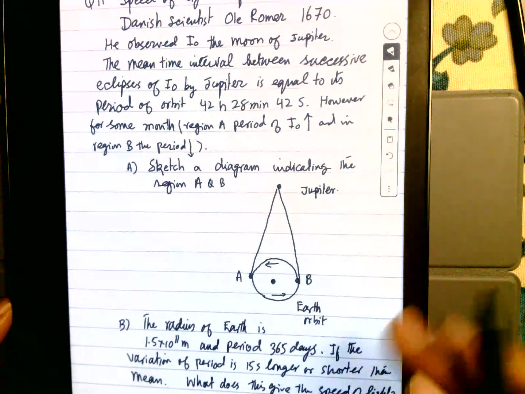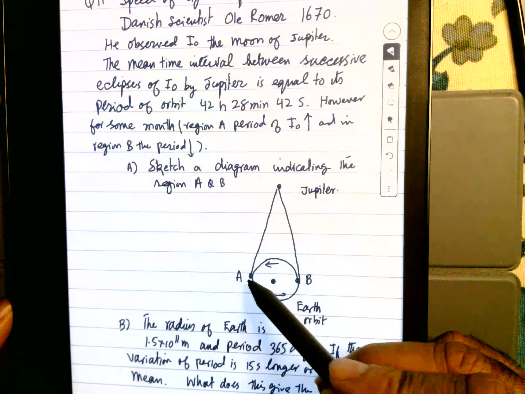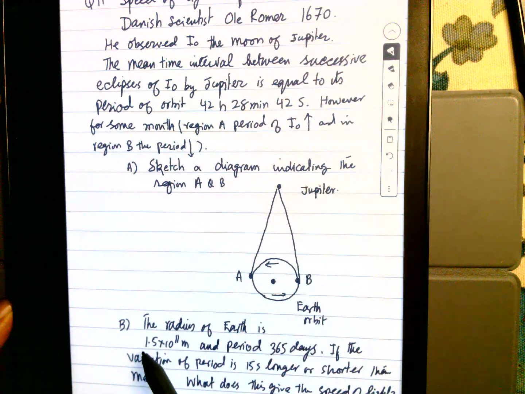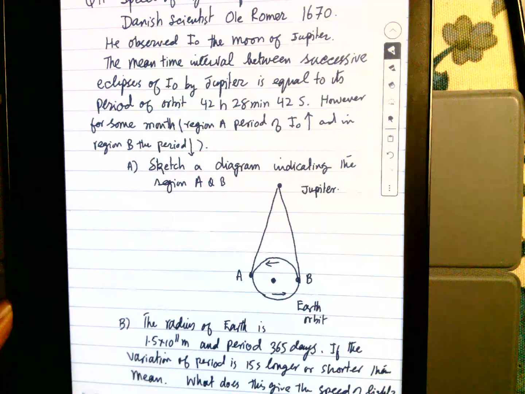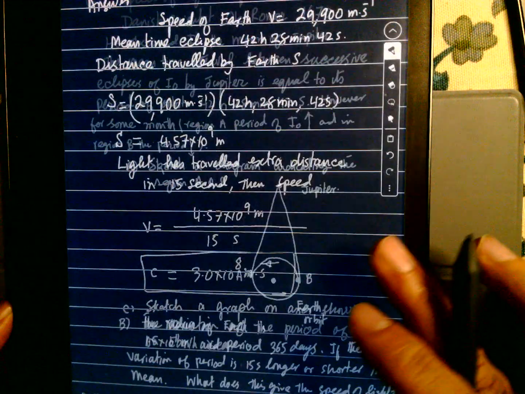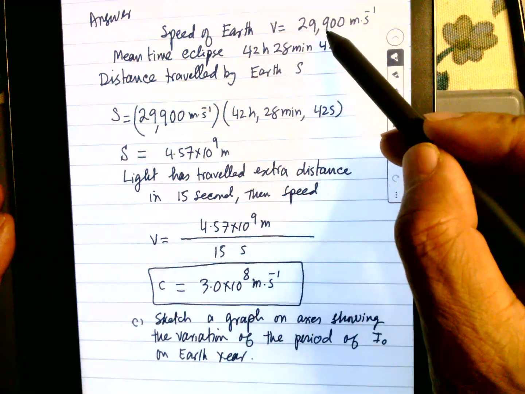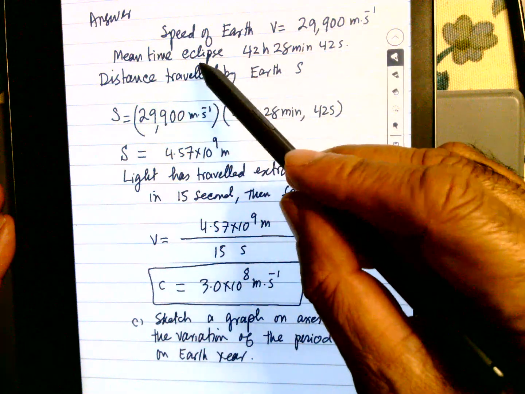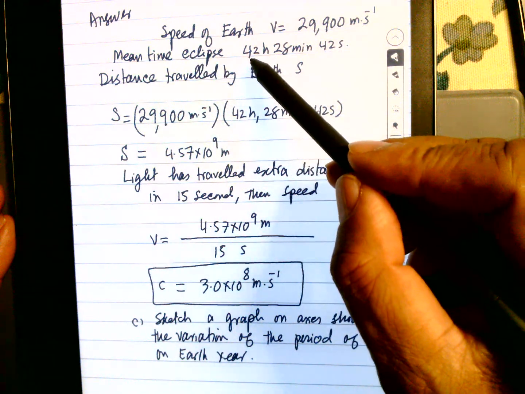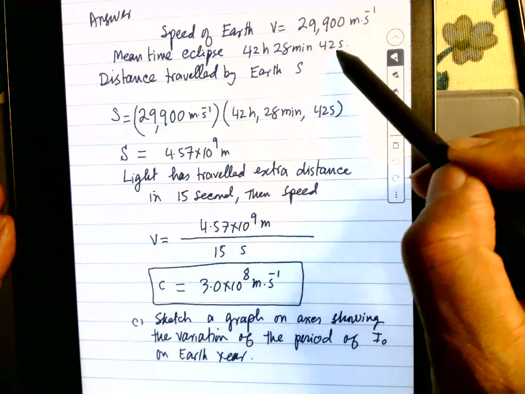The next question is that the radius of the Earth's orbit is 1.5 × 10^11 meter, and the period is 365 days. If the variation of the period is 15 seconds longer or shorter than the mean, what does this give for the speed of light? So the speed of the Earth is 29,900 meter per second.